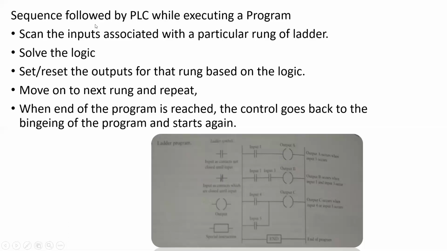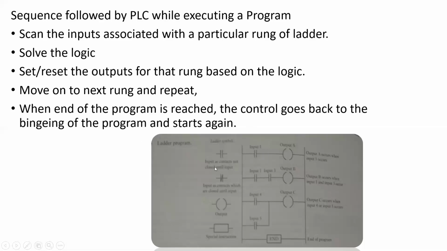So let's see how these operations are carried out by the PLC. First of all, we will make the appropriate ladder program, and then see how the PLC executes the program. The first thing is the PLC scans the input associated with a particular rung of the ladder. So what the controller will do is go to the start of the program and start scanning each rung, or each step, one by one from top to bottom. So it will scan the input associated with the particular rung. Suppose it is in the first rung, it will scan the status of the input.